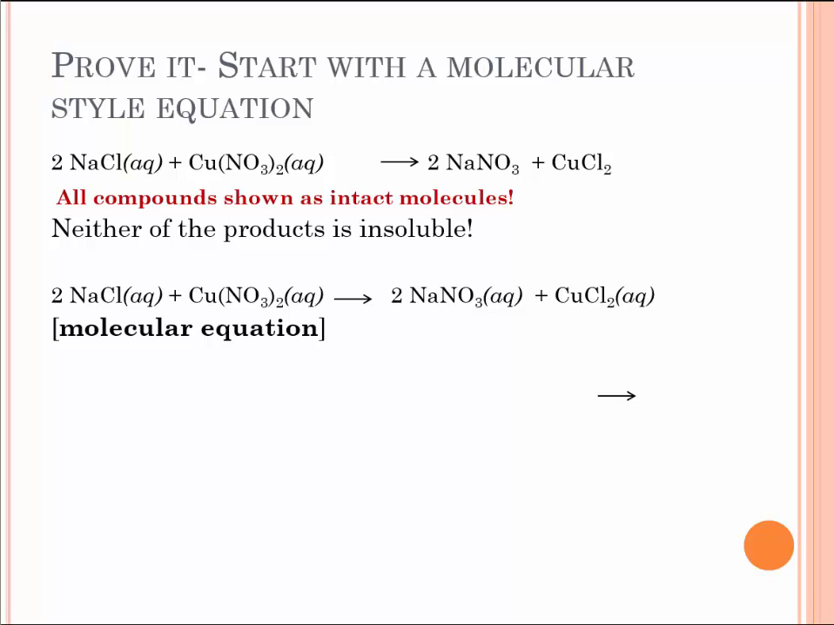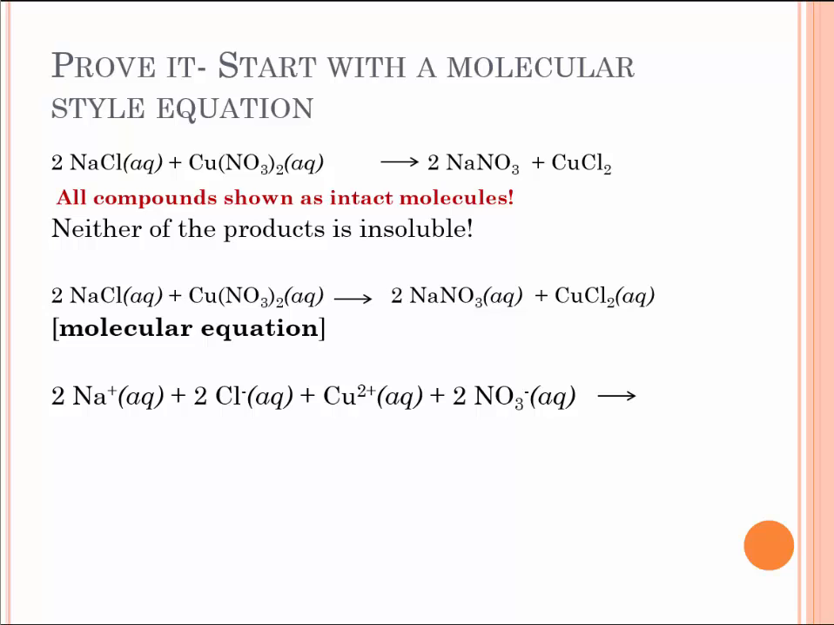Let's take it further and write a complete ionic equation. Remember, this means that we take everything that's water soluble and dissociate it into its existing ions. So we're going to get 2 sodium ions and 2 chloride ions, and 1 copper 2+ ion and 2 nitrate ions in the reactants. What will we get in the products?